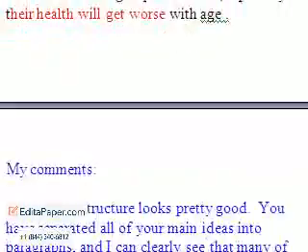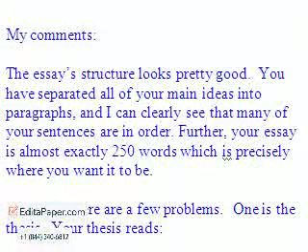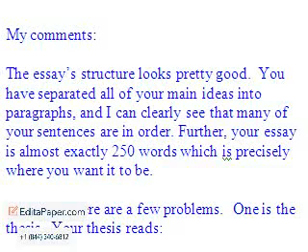So now my comments. Okay, overall the essay structure looks pretty good. The student has separated all of the main ideas into paragraphs. As we saw, the student did have 4 paragraphs, which is a very big thing. And I can clearly see that many of your sentences are in order.